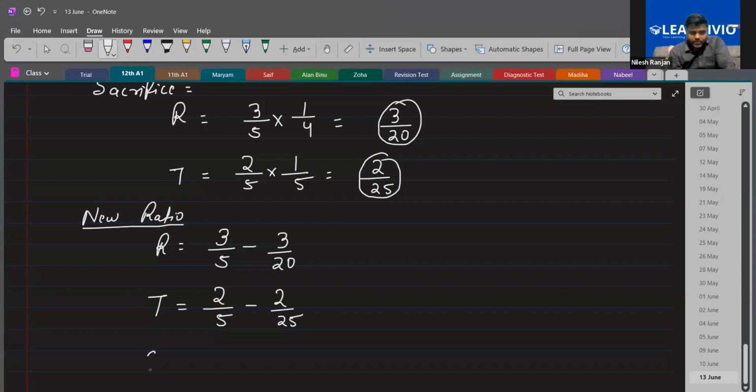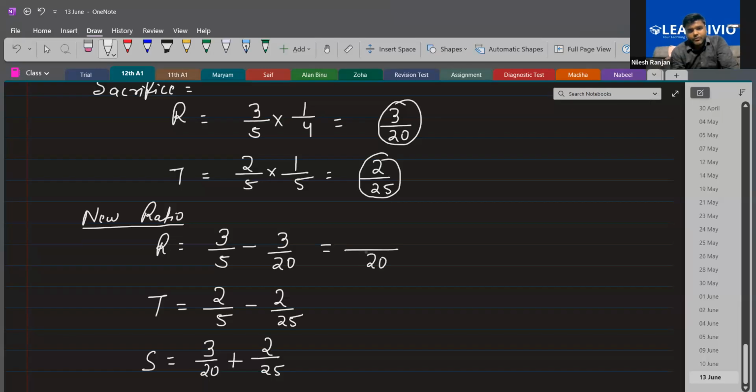And S's share is not given in the question. Okay. So S's share is not given. Whatever R and T will give, that is the share of S. So R has given 3/20 and T has given 2/25. So the total of these two will be his new share.